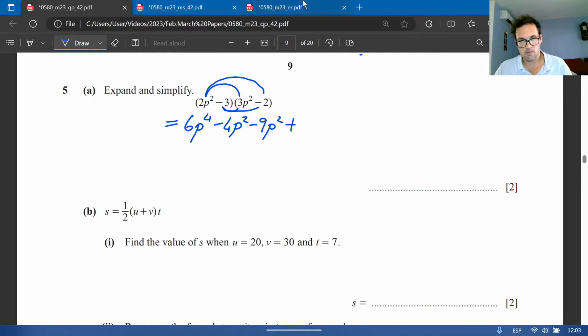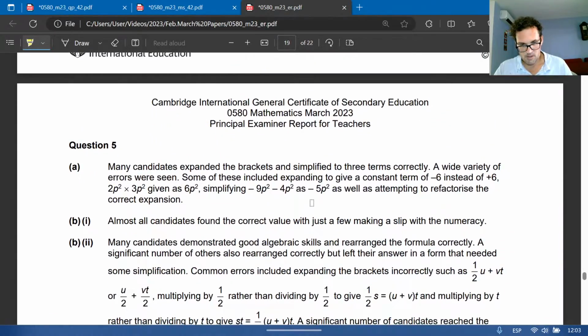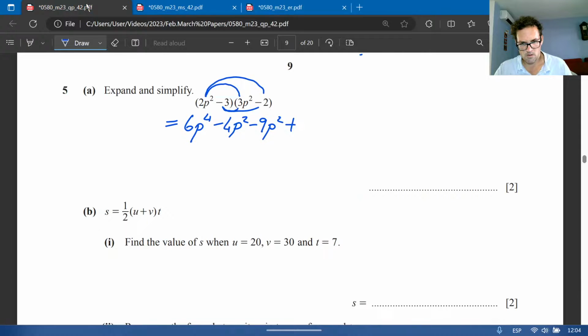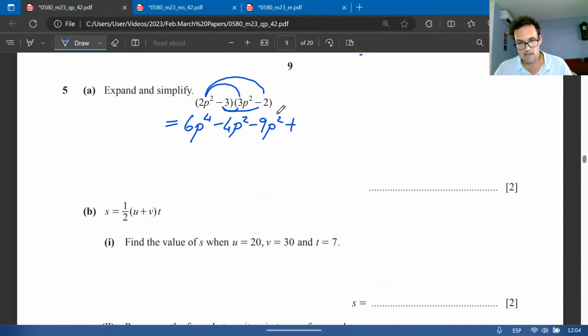I bet if you look in the examiner's report, they're going to say people got that wrong. Yeah, there it is, you see? A wide variety of mistakes included giving a minus 6 instead of plus 6. Everybody makes that mistake. 2 negatives makes a positive. 3 times 2 is 6, right? That's a plus there.